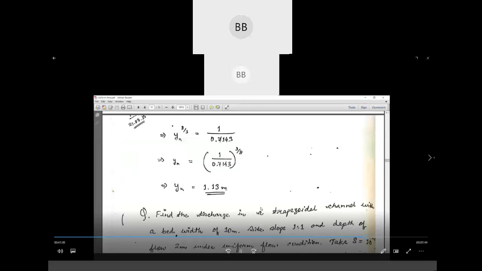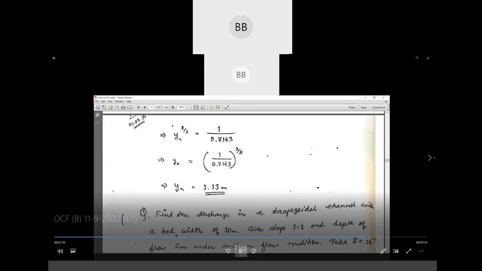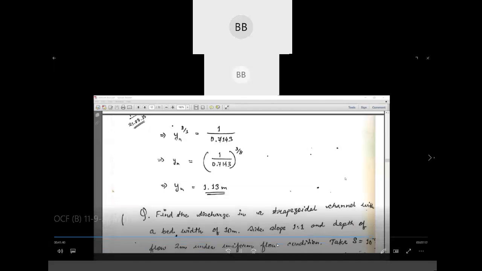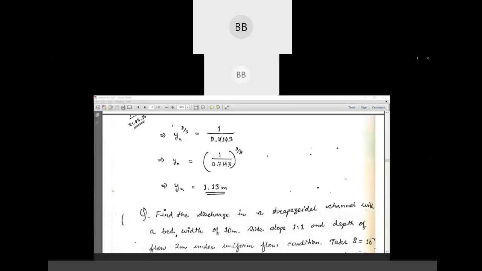So you people are getting the value for depth of flow. It depends on what is given. If Chezy's constant is given, then you have to go for Chezy's equation. Or if Manning's constant or Manning's coefficient is given, then you have to use Manning's equation.